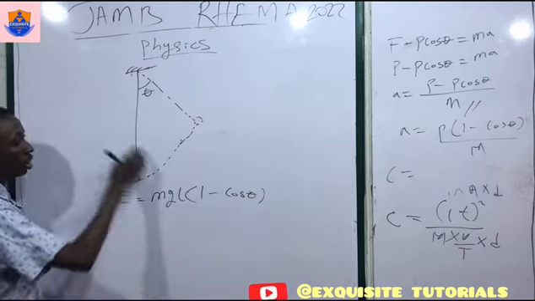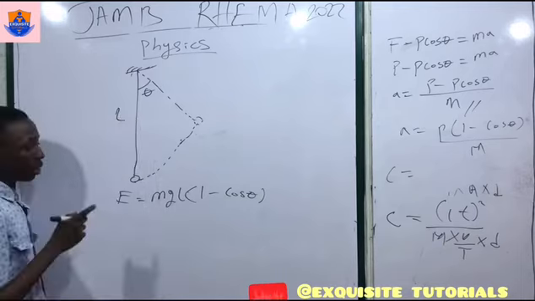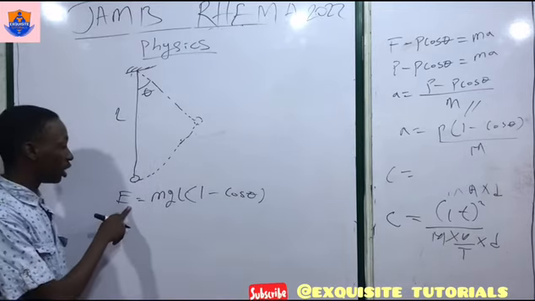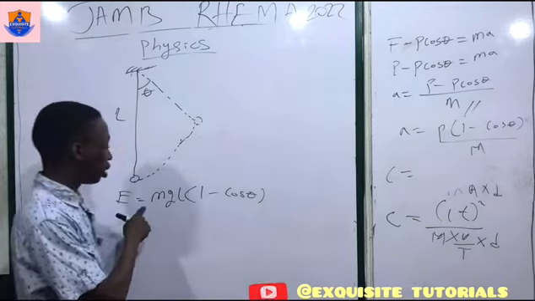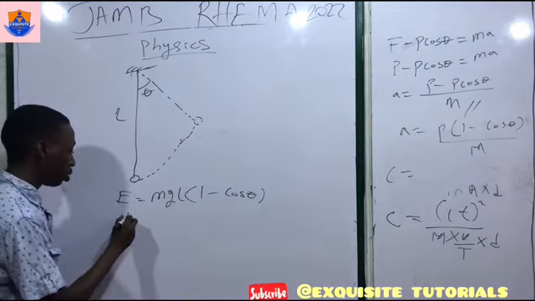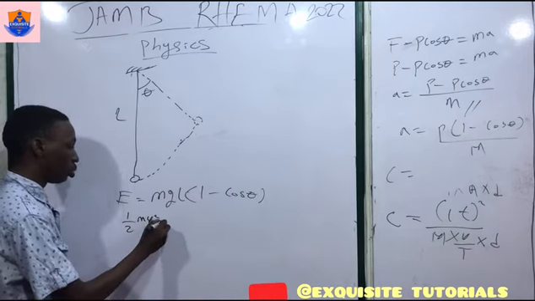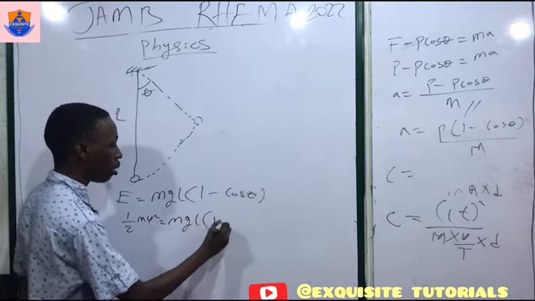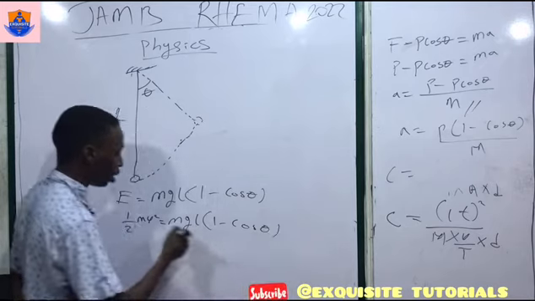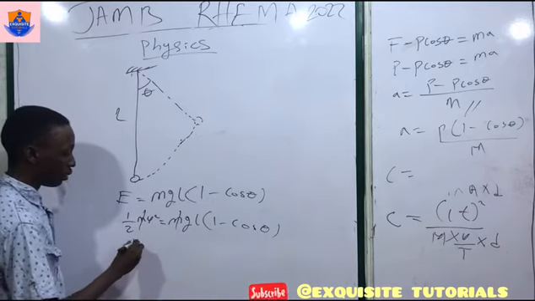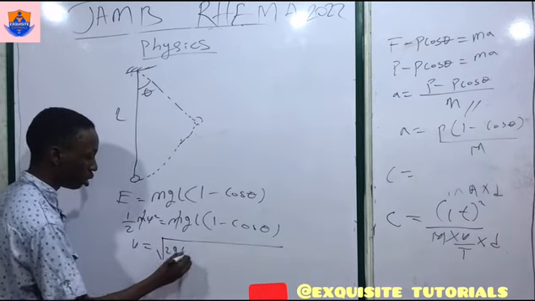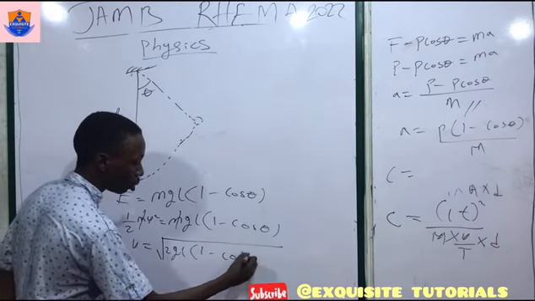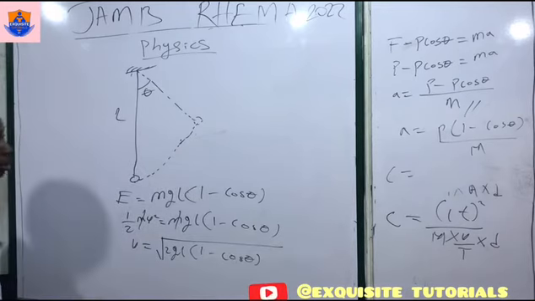Here L is the length. Now if you are asked to calculate the velocity, you can equate this energy to the kinetic energy. So 1 over 2 mv squared is equal to mgl(1 minus cos theta). We can cancel m out. So v is equal to the square root of 2gl(1 minus cos theta). That will be the velocity of the pendulum in the question.